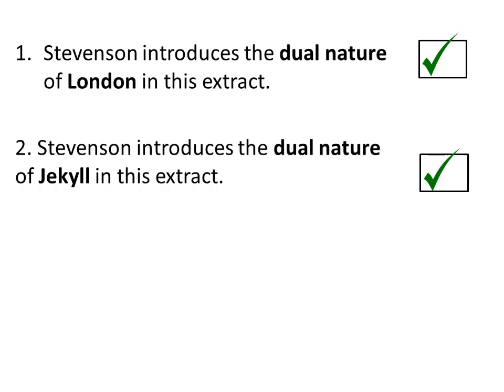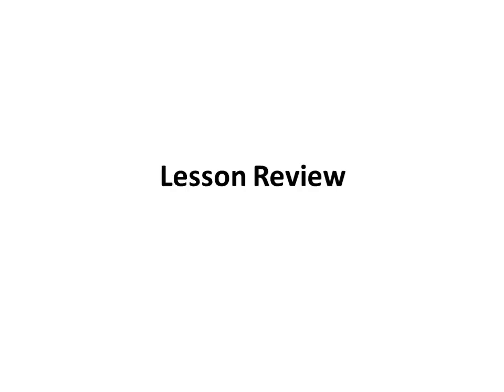And that brings us to the end of our second idea. Stevenson introduces the dual nature of Jekyll in this extract. Let's read through our two ideas one more time. Number one, Stevenson introduces the dual nature of London in this extract. And number two, Stevenson introduces the dual nature of Jekyll in this extract. Let's now go on to our lesson review.